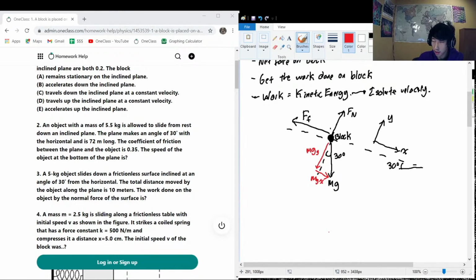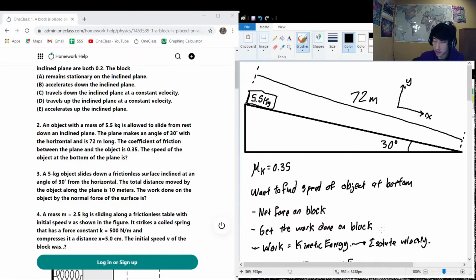Cool. So we know that Fn, the normal force, has to be equal to mgy. And the reason why is because if the force along the y-axis, meaning up and down relative to the ramp, was non-zero, that means the block would either be going into the ramp or flying off the ramp. That is not the case. It's always sliding along the ramp.